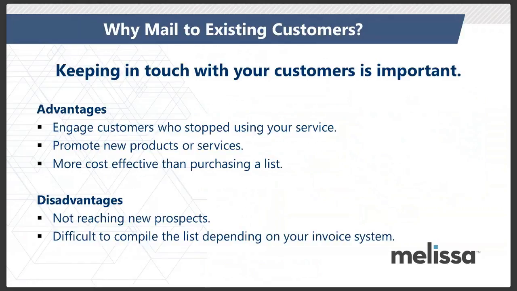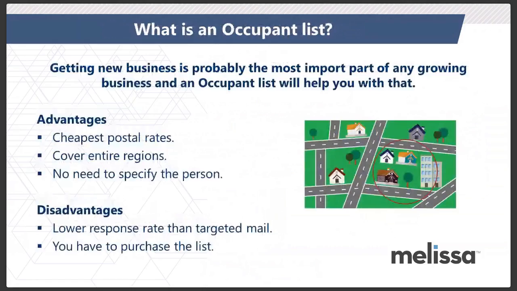So next we have our occupant list. Getting a new business is probably the most important way of growing your business, and an occupant list will help you do that. Some of the advantages are you get the cheapest postal rates if you're mailing to everybody. You'll get what is called the walk sequence saturation rate, which I believe is less than like 20 cents per piece to actually mail out. You could cover an entire region. Like I said earlier, you could cover a city, a zip, just certain carrier routes if you want to. And you also don't need to specify the person that you're mailing to. You could just address it as current resident.